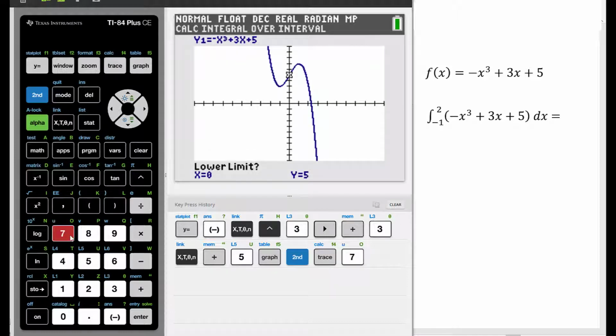Here we see our calculator screen displaying the graph of the function f of x equals -x raised to the third power plus 3x plus 5, with the cursor on the y-intercept (0, 5). The x-axis extends from -10 to 10 with a scale of 1, and the y-axis extends from -10 to 10 with a scale of 1. In the bottom of the calculator screen, it says lower limit with a question mark. It also shows x equal to 0 and y equal to 5, which represents our y-intercept.